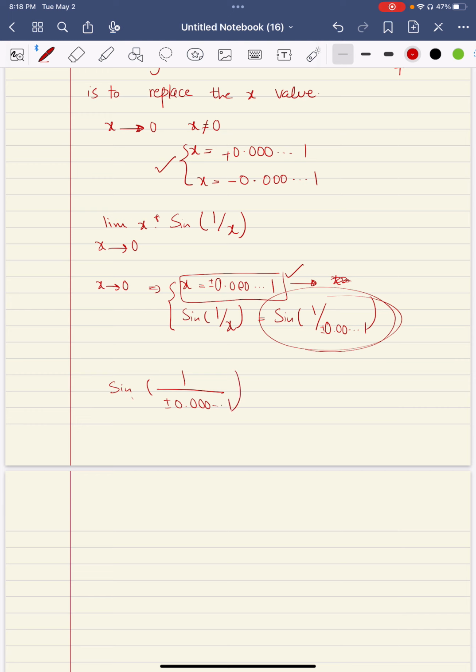If there were no sine in here, the result for this would be positive or negative infinity, right? But right now that we have sine of this, it would be sine of a positive or a negative infinity. What is it? We don't know. So what do we know?